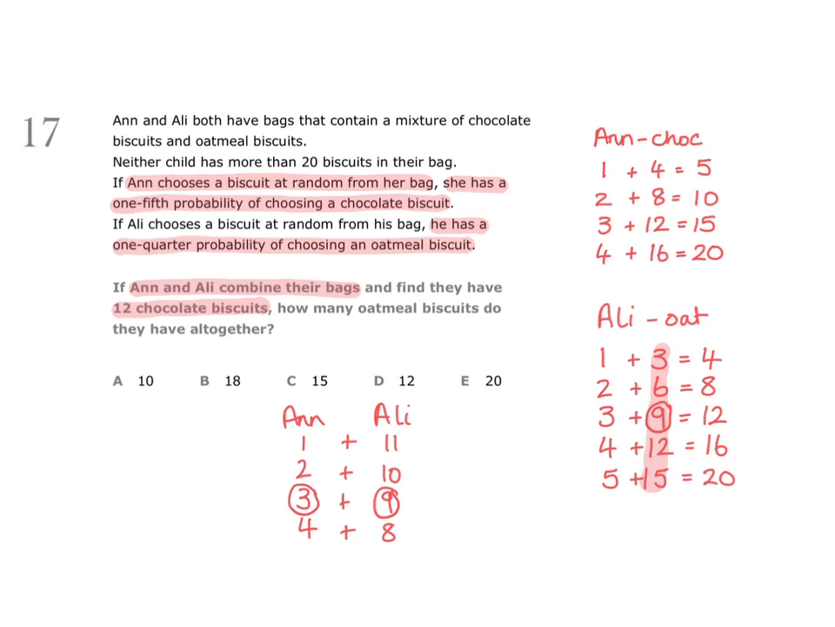So if Anne has 3 chocolate biscuits, then it means that she has 12 oatmeal biscuits. And if Ali has 9 chocolate biscuits, then that means he has 3 oatmeal biscuits. 12 plus 3 is 15. So it means between the two of them, they must have 15 oatmeal biscuits altogether, making option C the right answer.